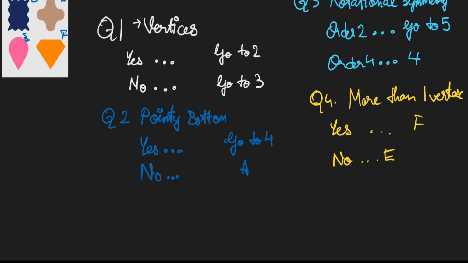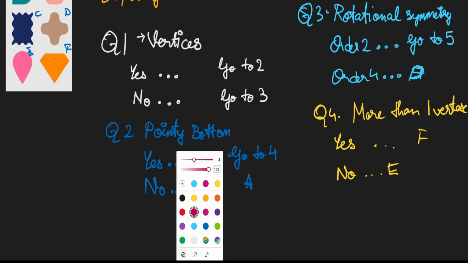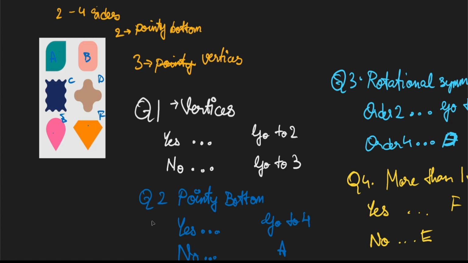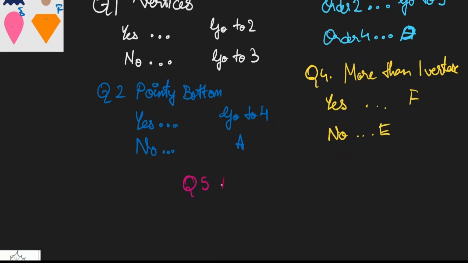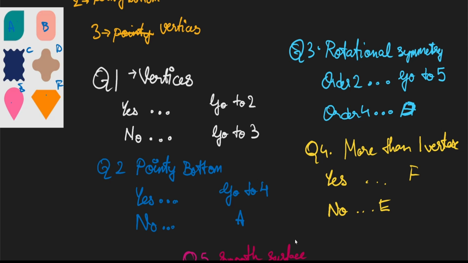Our last question is going to pertain to classifying shape B and shape C. Now we look at shape B and shape C. You can look at the fact that C has a bumpy surface and B has a smooth surface. So our question 5 could be, does it have a smooth surface? If our answer is yes, we have shape B, and if our answer is no, we have shape C. So that's how we make a dichotomous key.